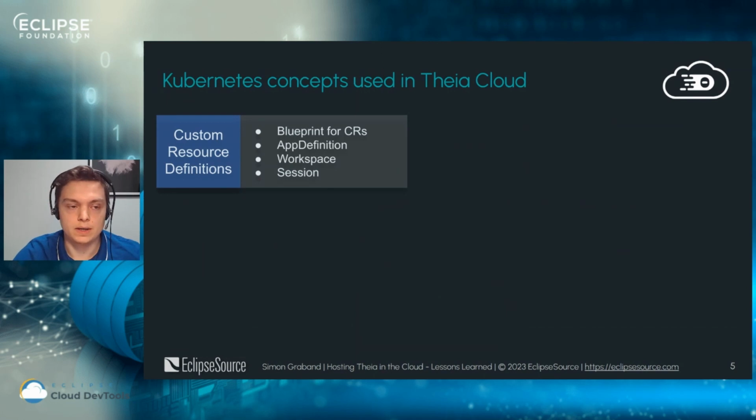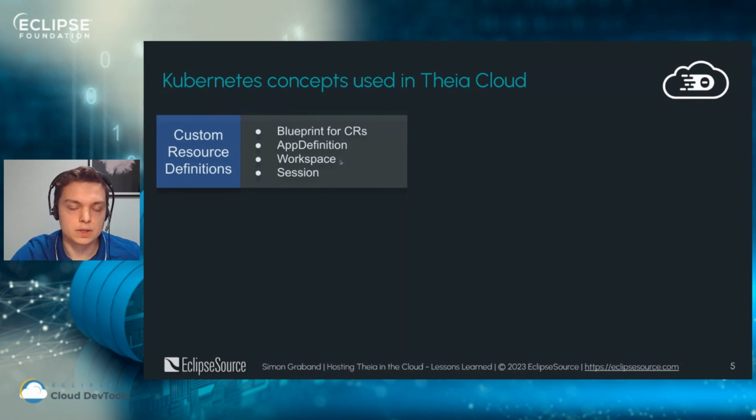The first one is our so-called custom resource definitions. Those are basically blueprints for custom resources. And custom resources, as opposed to the resources we just looked at, are custom types of resources that we can apply to the cluster. The benefit now is that in Theia Cloud, we don't need to deal with 7 of those or even more, but we just need 3 of them. So we first of all need an app definition, which is just the description of the application that you want to run.